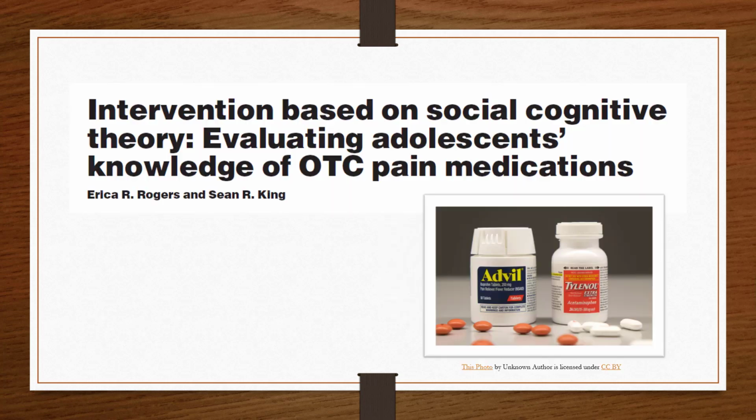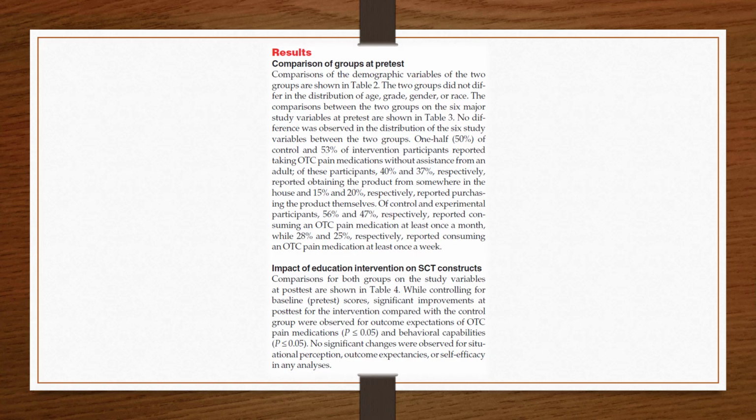The discussion section is somewhat different, and for that I'm going to take a look at an example from this article, which is about an intervention which was done in a school system where they were telling adolescents about how to take medications, over-the-counter pain medications. So this article here's the results section. So in the results section, we want to discuss the results. And we'll see that here.